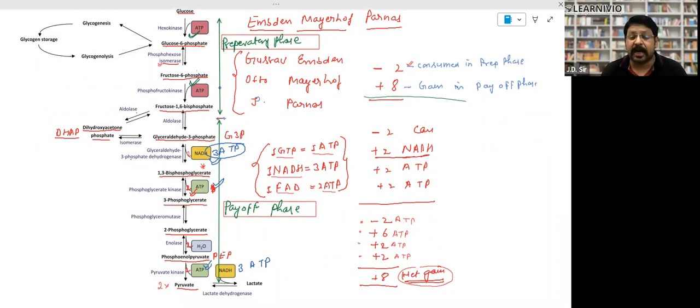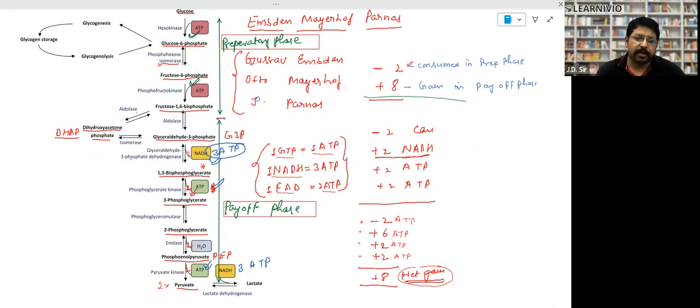And in the second half, from here onward, I make this green color arrow. From here onward, this is called the payoff phase. The payoff phase gives you back ATP, right? In the preparatory phase, it takes ATP, and in the payoff phase, it gives you back ATP. So now let's start with this one.